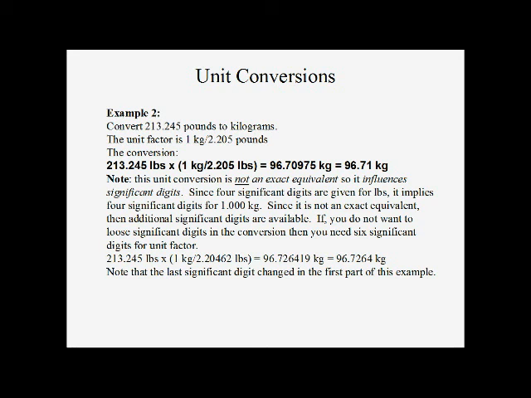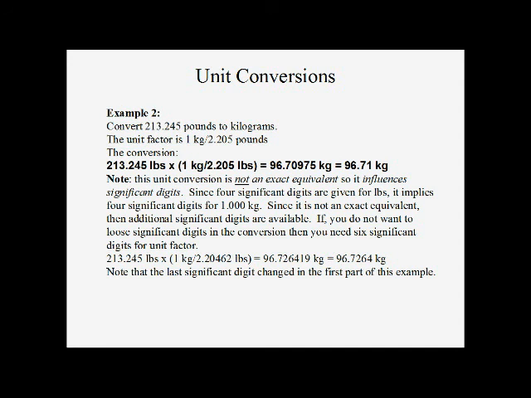And if we do this conversion, we're going to put our kilograms on top, pounds on bottom, so we end up with pounds divided by pounds, cancel them off. We end up with 96.70975 kilograms. But we check the significant digits. 213.245 pounds is 6 significant digits. 2.205 pounds is 4. That's not a defined quantity, so that will limit our answer to 4.